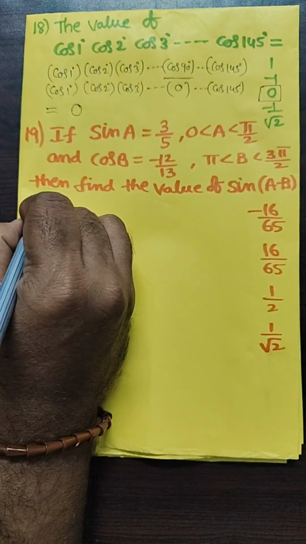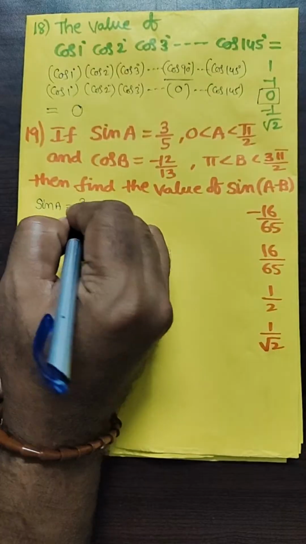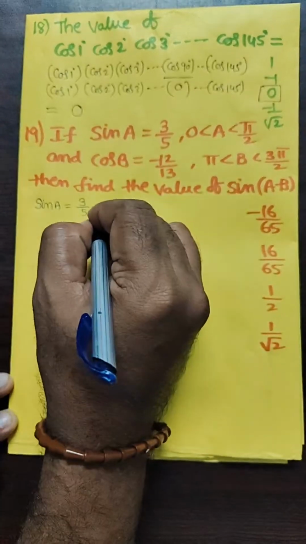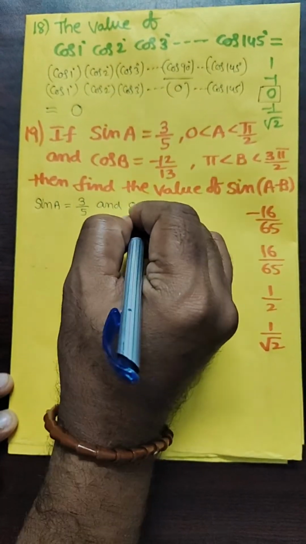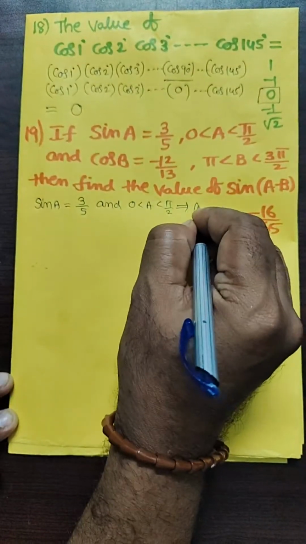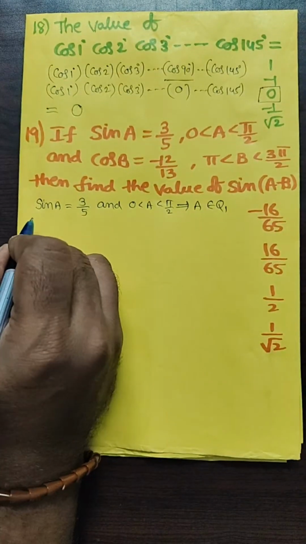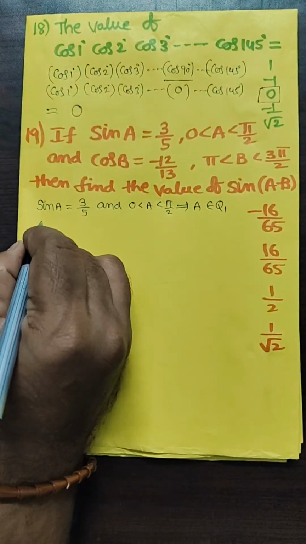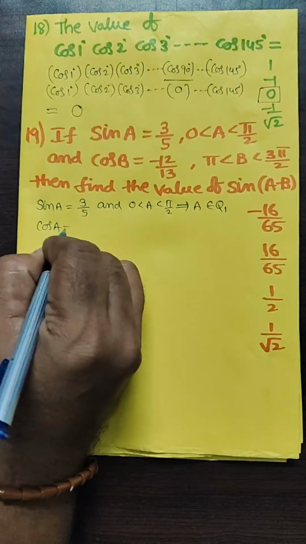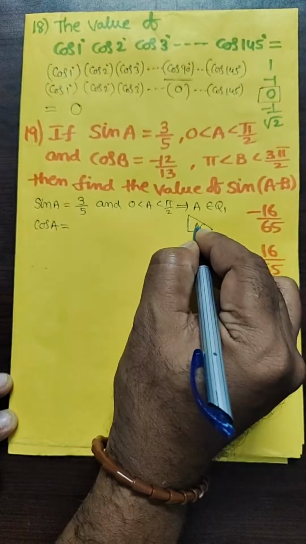First, sin A is equal to 3 by 5 and 0 is less than A is less than pi by 2. That implies A belongs to quadrant 1. In quadrant 1, find out cos A also. Cos A is equal to, so here I am drawing a rough figure of angle A.